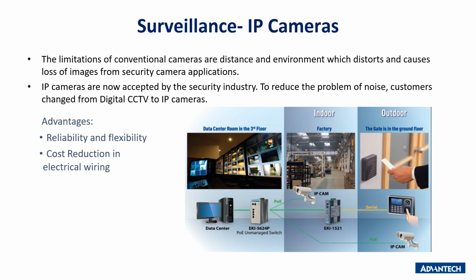Surveillance IP cameras. The limitations of conventional cameras are distance and environment, which distort and cause loss of images. To reduce the problem of noise, customers have changed from digital CCTV to IP cameras. IP cameras are nowadays accepted in the security industry. The advantages are reliability and flexibility in the video transfer, and cost reduction, since there is no more complex electrical wiring.